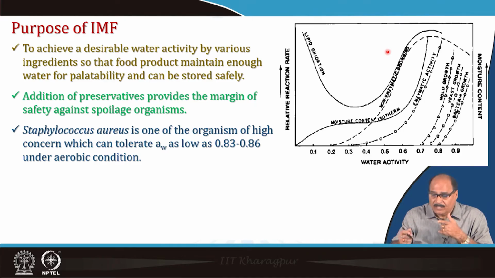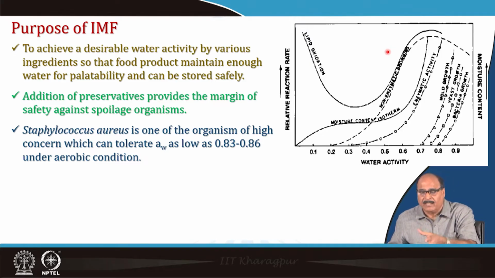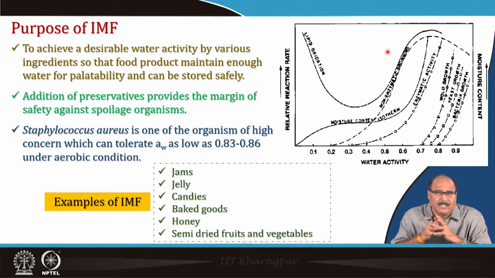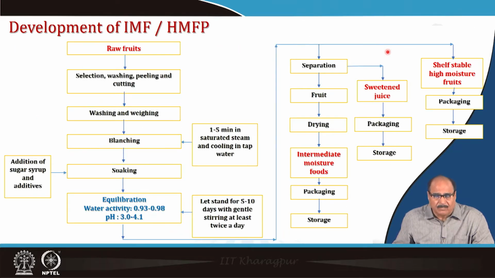In this figure, the various water activity levels and relative rates of the various reactions as well as microbial growth etc. are shown. We also discussed this aspect earlier. Some common examples of intermediate moisture food, particularly intermediate moisture fruit products, include jam, jelly, candies, baked goods, honey, or even partially dehydrated or semi-dried fruits and vegetables.